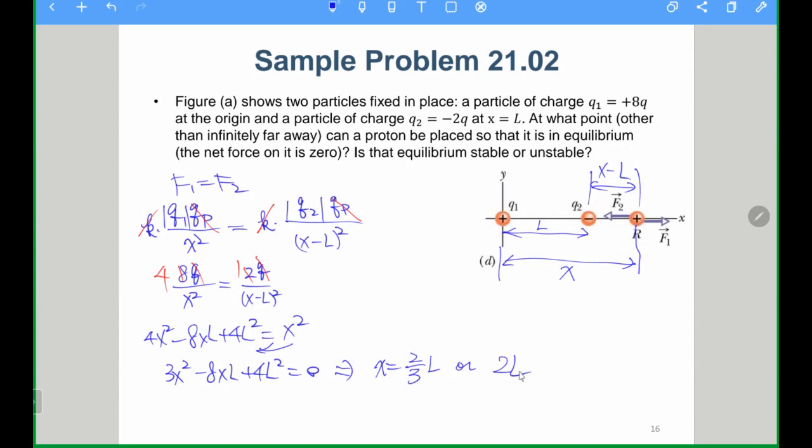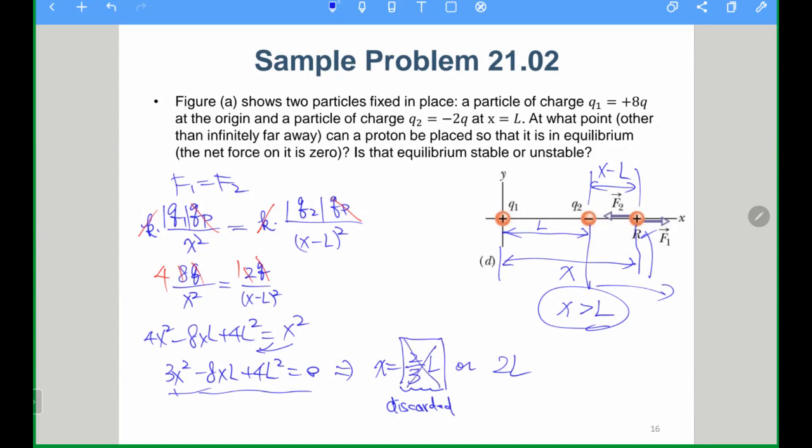Okay, so we have 2 solutions for this quadratic equation. But suppose we already assume that the proton is on the right side, which means that this x should be larger than L, so that it is on the right side. So we would discard this solution, discard this one. So the only solution will be x equals 2L. So x equals 2L will be the solution.